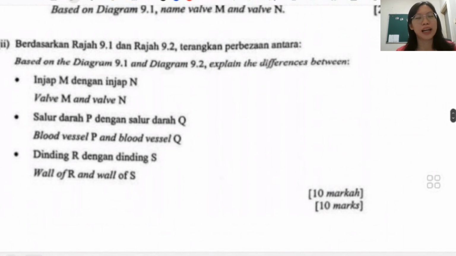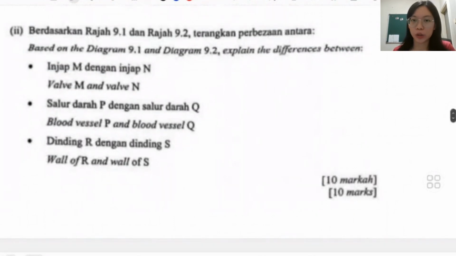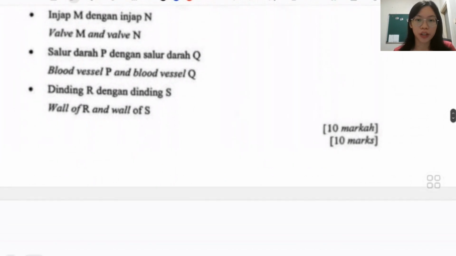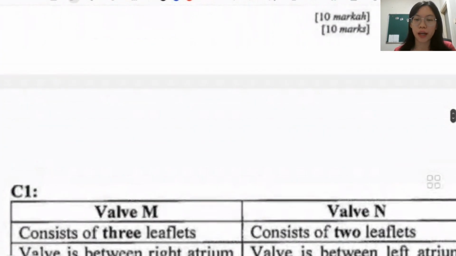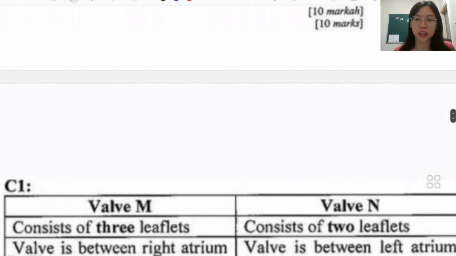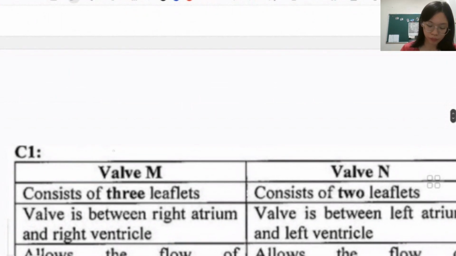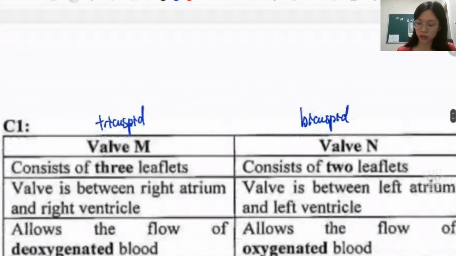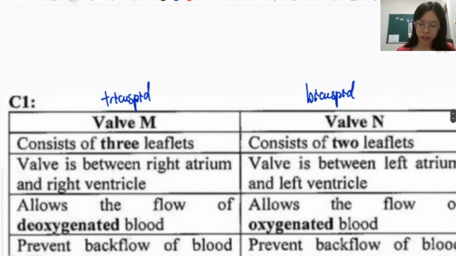If you can't remember, it's fine, because you remember what their function is, right? Where they are located, they also have different locations, so you can differentiate between them. So valve M consists of three leaflets, valve N two leaflets. This one is tricuspid, this one is bicuspid. Valve M is located between the right atrium and right ventricle. And valve N is located between the left atrium and left ventricle.